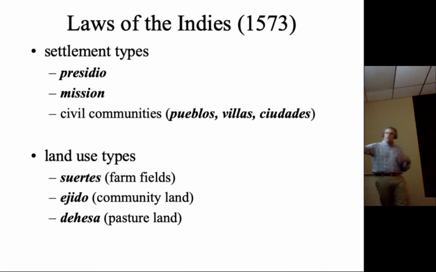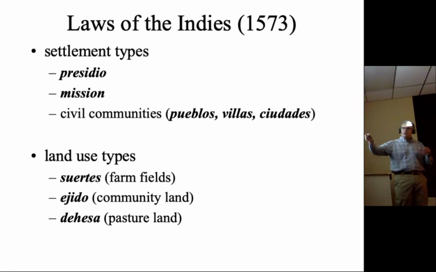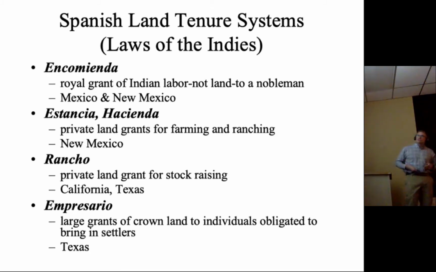Nostrand will mention these in your readings. Basically, you might run into, in the communal areas or in the civil communities, farms, so suertes, and then the communal lands in the mission areas, ejidos, and dehesas for pastures and ranches. But this is the slide probably that you should really pay attention to. This has the primary types of land tenure systems that were implemented by the Spanish in North America.